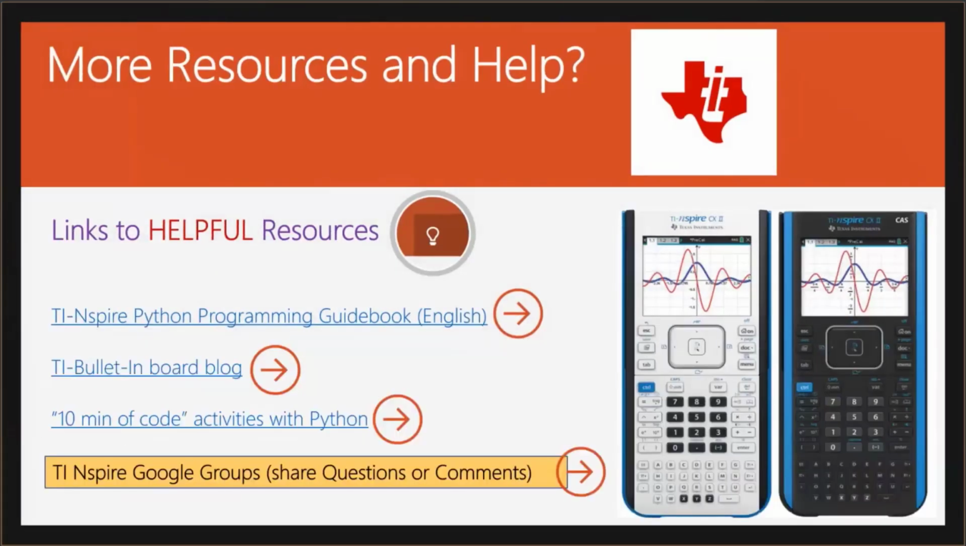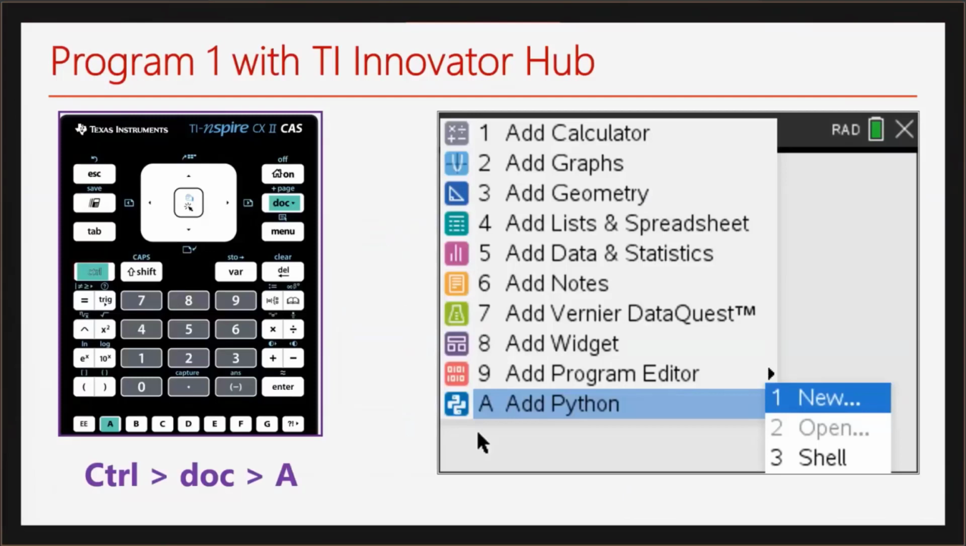Okay, so let's go and write a program. The first thing is to add Python: you press Control Doc and the letter A. So I'm going to now bring up my calculator and we'll actually write a program there.